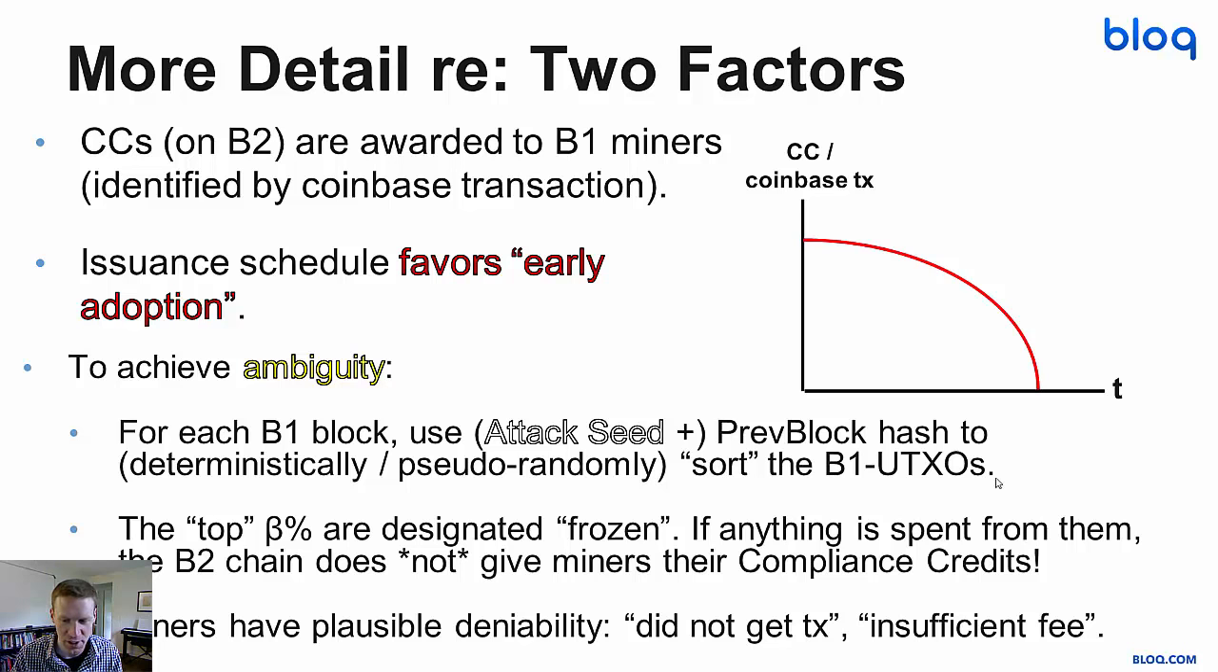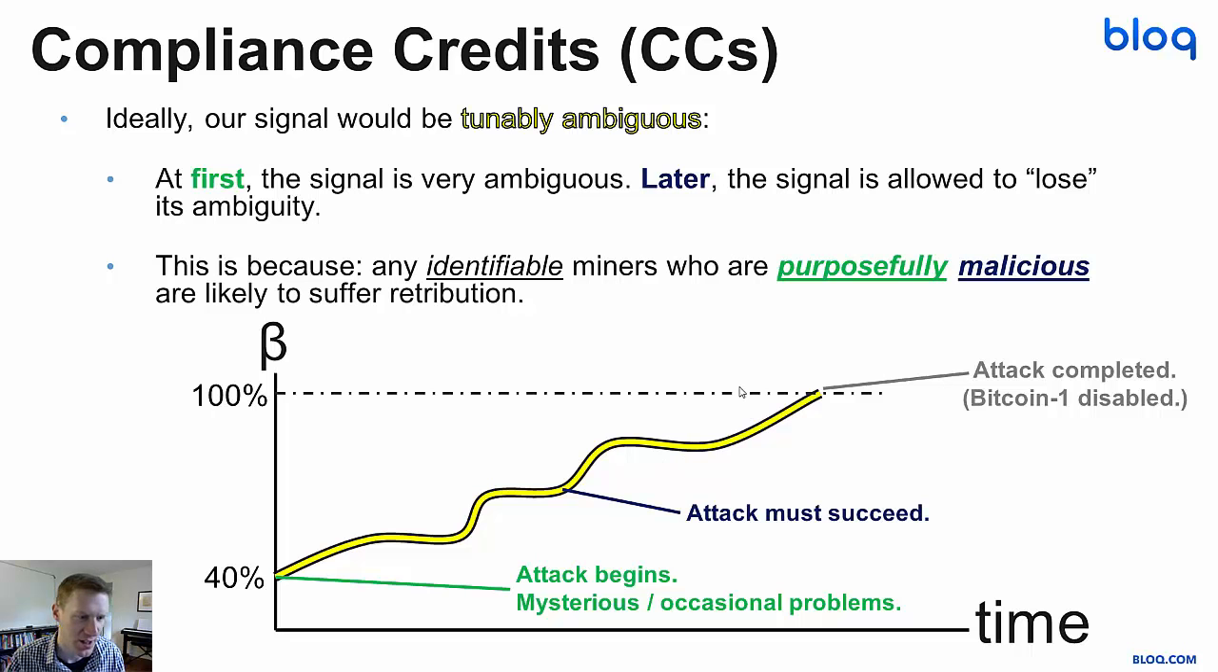They're not literally going to be frozen, but if anything is spent from them, the miners don't get their compliance credits. So we're asking them to be temporarily frozen for one block. And remember, in the next block, it's going to be a completely new shuffling of the deck. So miners have a lot of plausible deniability, because in each single block, an individual UTXO is very unlikely to be spent. Even if someone tries to spend from the UTXO, miners have a lot of excuses. They can just say that they didn't get the transaction, or that the transaction fee was too small. Plausible deniability is like the theme of Byzantine fault tolerance, which is the problem that Bitcoin addresses.